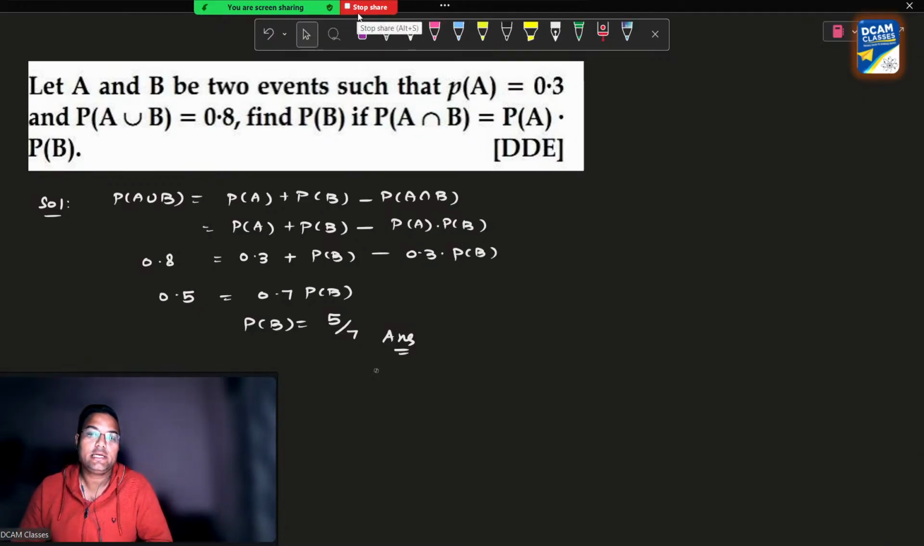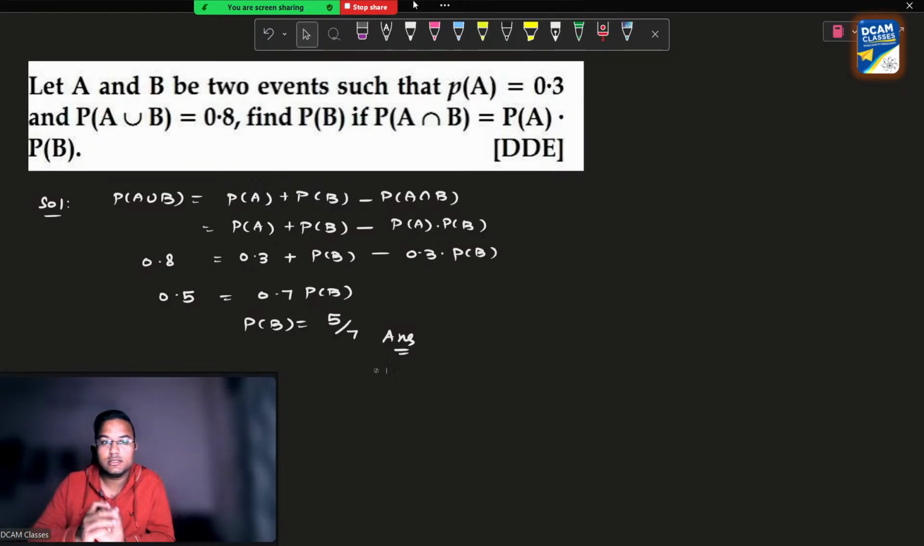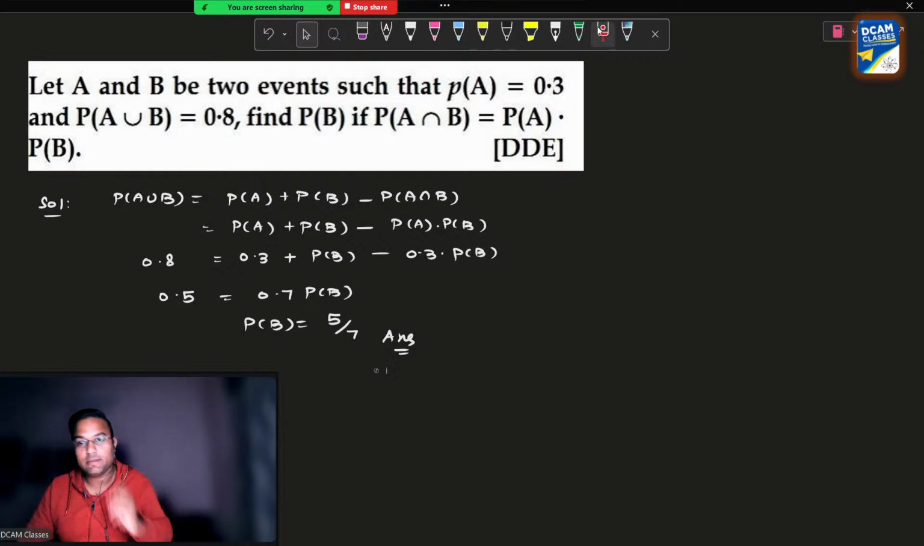Okay, let's end it. A few more questions I'll solve in the next class, and then I'll start the introduction to 3D geometry. It's easy only, but let's solve some more questions on this so that you will become confident.